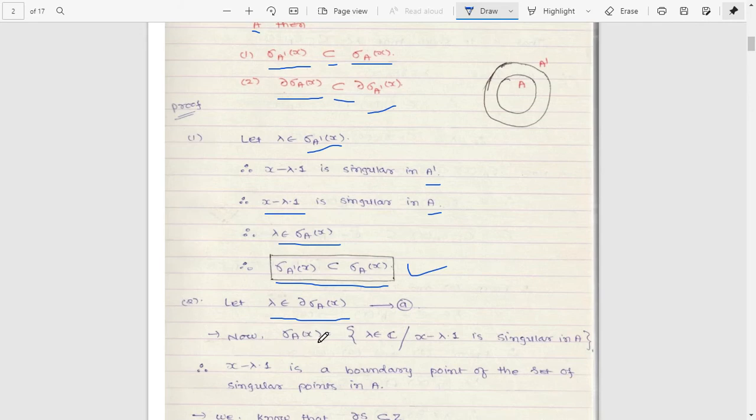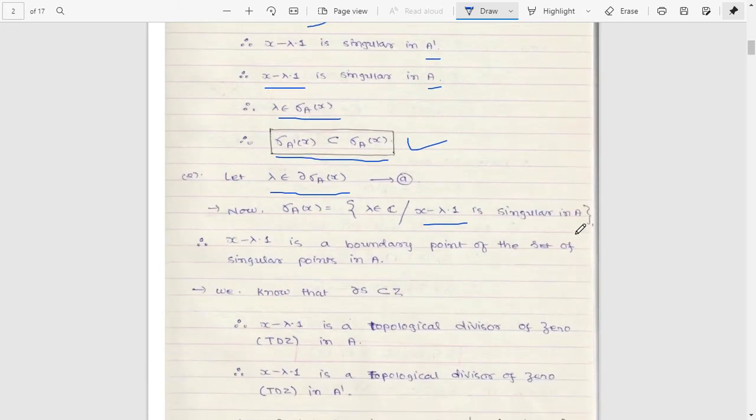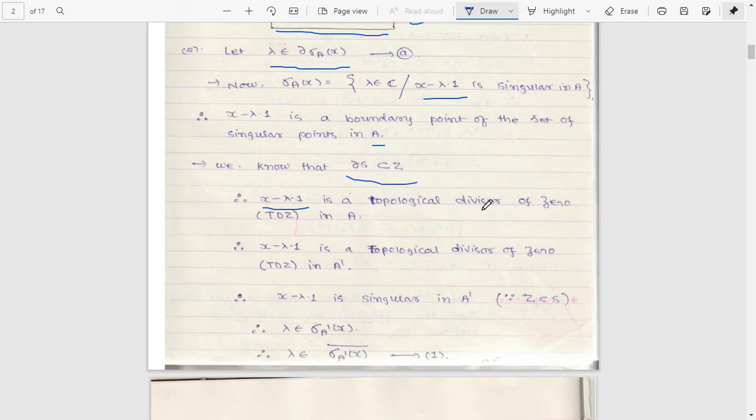Now lambda belongs to boundary of sigma A of x. Now sigma A of x is equal to lambda belongs to C such that x minus lambda into 1 is singular in A. So x minus lambda into 1 is a boundary point of the set of singular points in A. We know that boundary of singular points is a subset of Z. So x minus lambda into 1 is a topological divisor of 0 in A.